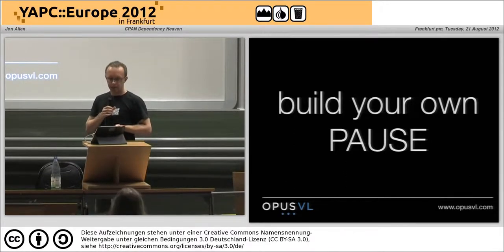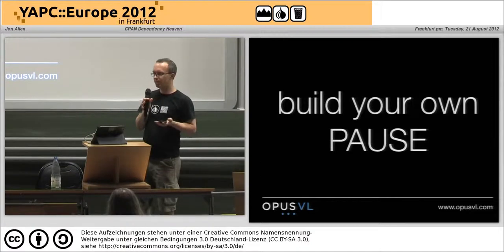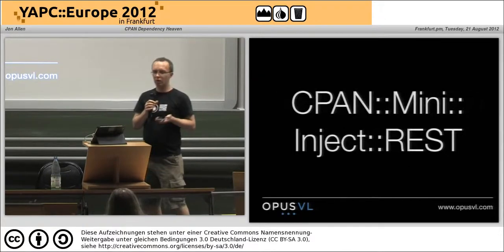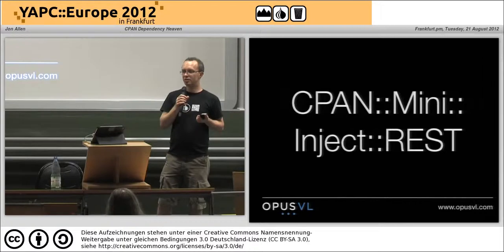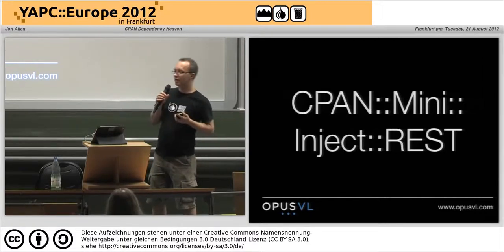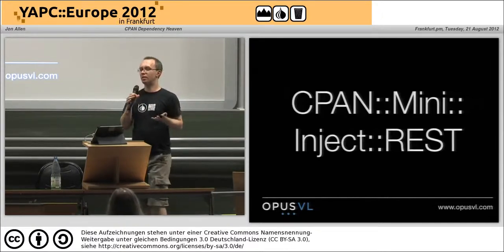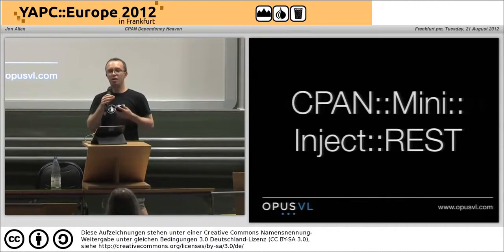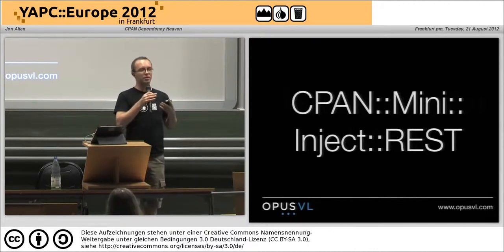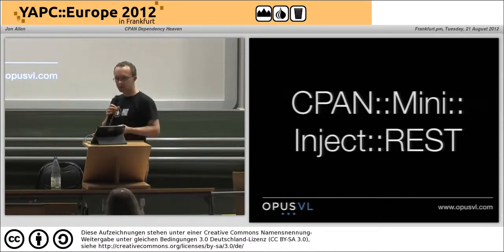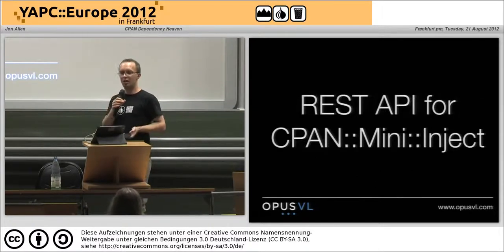So I looked on CPAN to see if anyone had done this before, and as I say, there was MiniInject::Remote, which didn't really work too well. So what I decided to write was CPAN::MiniInject::REST. So a REST API that sits on top of CPAN MiniInject. So once we've got something exposing a nice API and something we can easily interact with over HTTP, we can do local clients, we can do remote clients, we can build a web interface, loads of stuff. So CPAN::MiniInject::REST is, as the name suggests, a REST API.